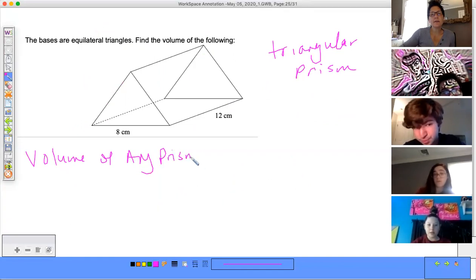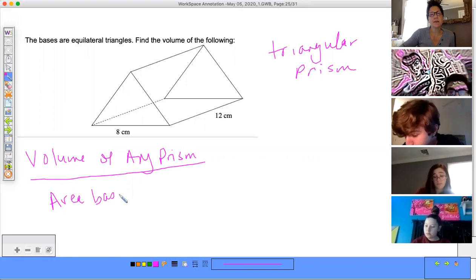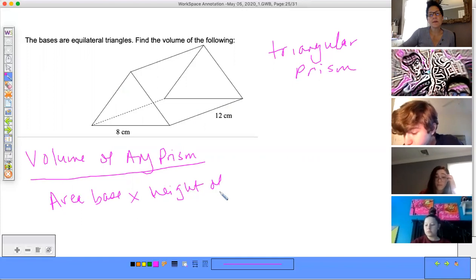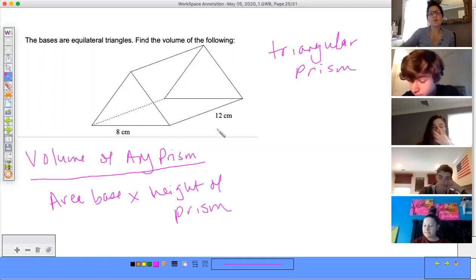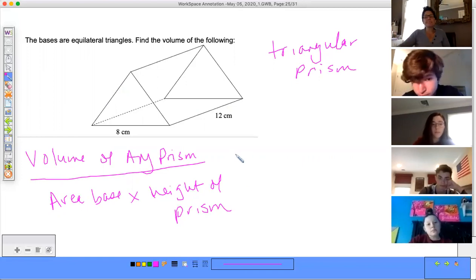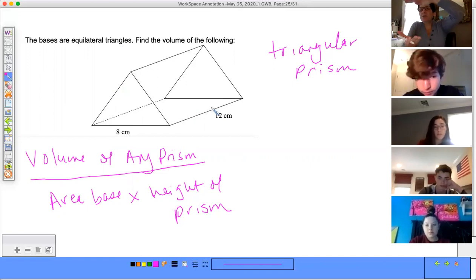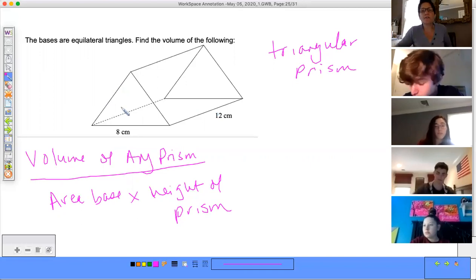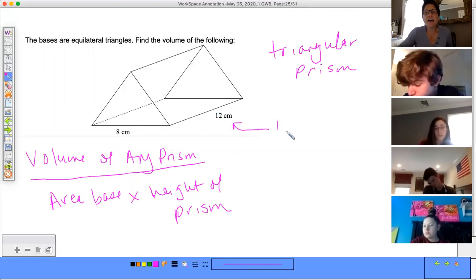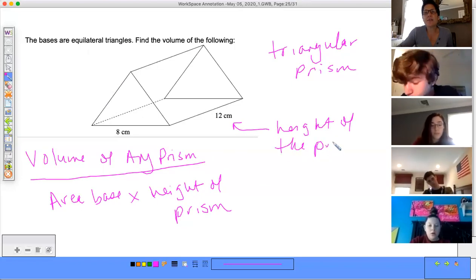Isn't it like the area of the base times the height? Area of your base, good, times the height of the prism. The height of the prism is how tall it is. If you look at this diagram, can you tell me how tall this prism is? It's 12 centimeters, exactly, because it's as if you took the two bases and stood it on its base. The height of it is 12. So this is the height of your prism.